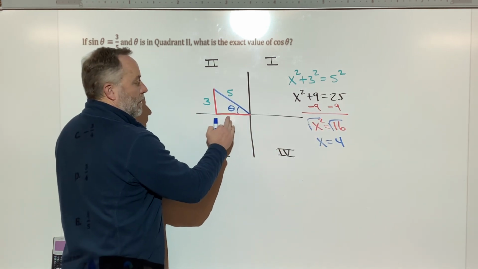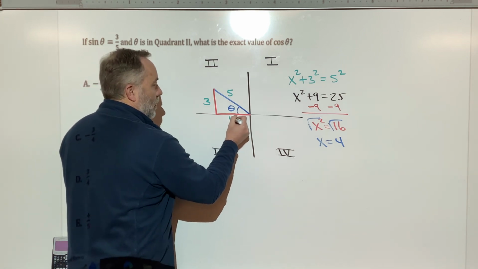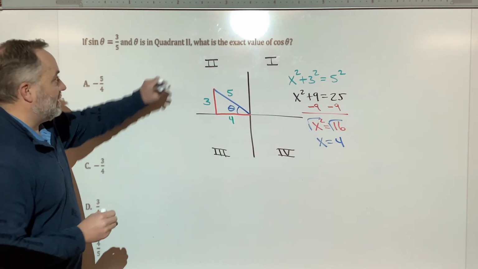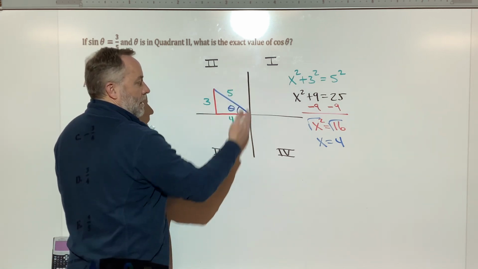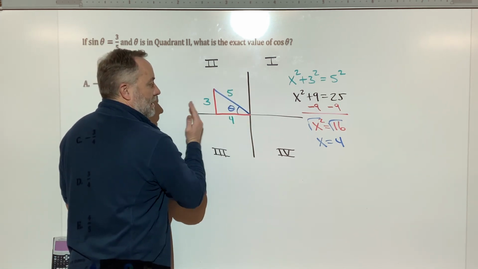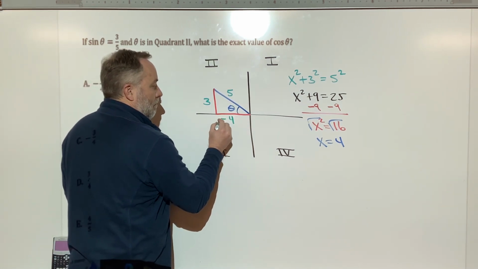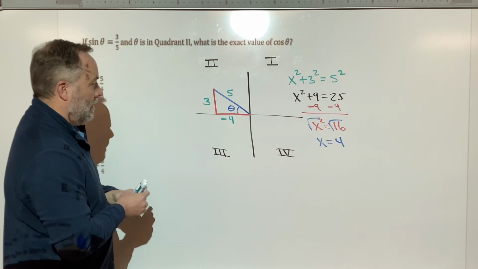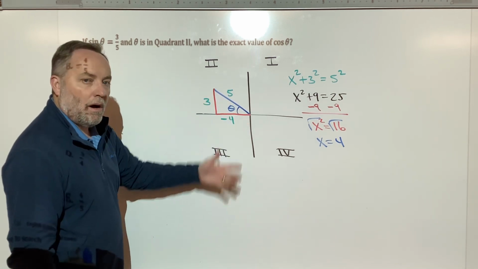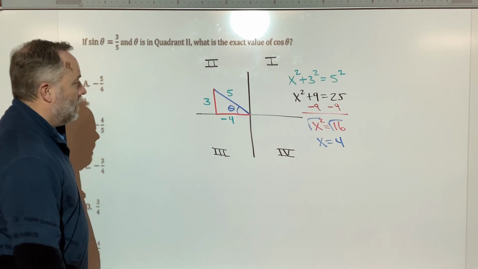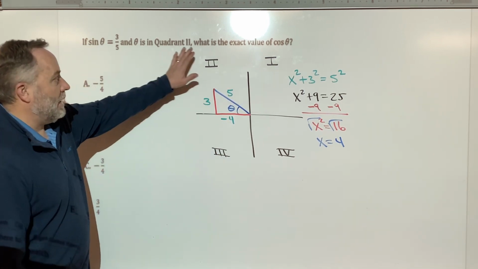And if we look at what we have in this situation, we could label x as 4, but then since it's in the second quadrant, we know that everything to the left of this y-axis is a negative x value. So this 4 must be negative. The 3 is positive in the y direction, and the hypotenuse will always be positive. Okay, so now that we know the third side of our right triangle, we can then answer what it is we're being asked.